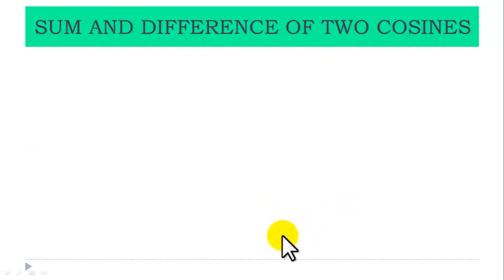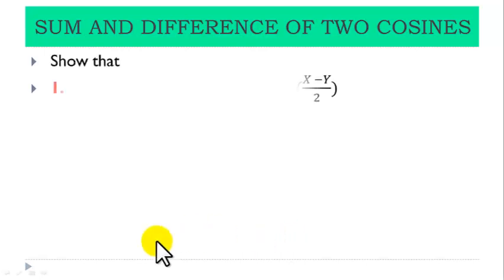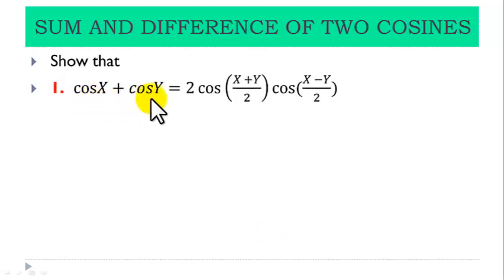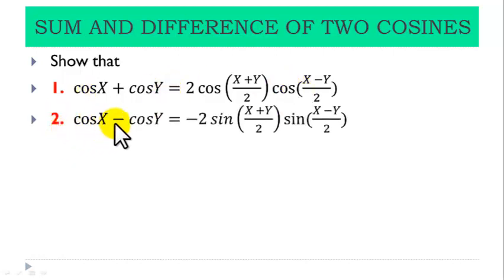Sum and difference of two cosines. Show that one, cos x plus cos y is equal to 2 cos of (x plus y) over 2 times cos of (x minus y) over 2. Please note, for the sum of two cosines, we have cos here. Two, cos x minus cos y is equal to minus 2 sin of (x plus y) over 2 times sin of (x minus y) over 2. Please note, for the difference of two cosines, we have a negative sign here and we have sin.